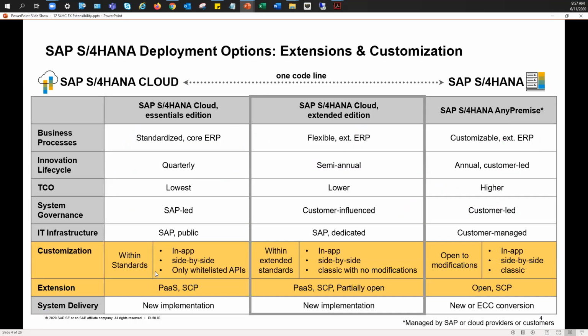And then just again, overall summary here for customization and extensions, you essentially have within extended standards, so you still have those standard applications, only can do modifications with any premise, in-app, side-by-side, classic with no modifications. That's why we say the database is partially open.